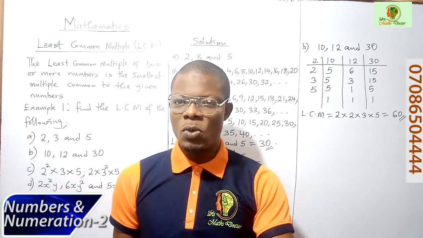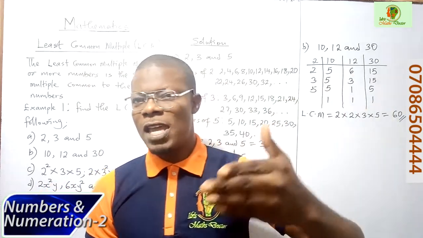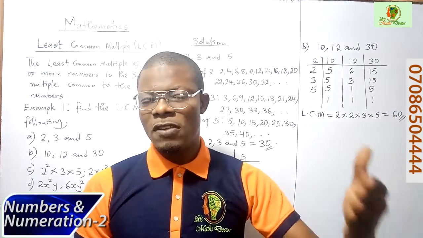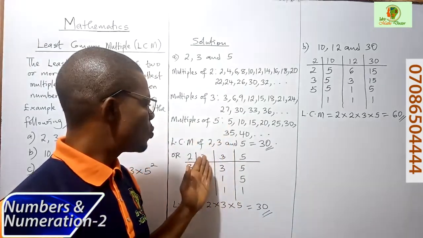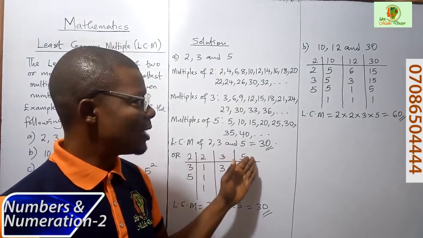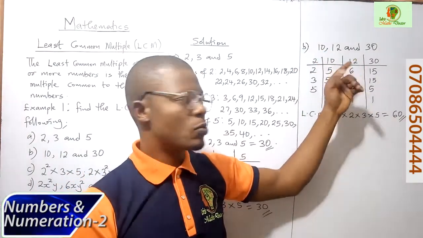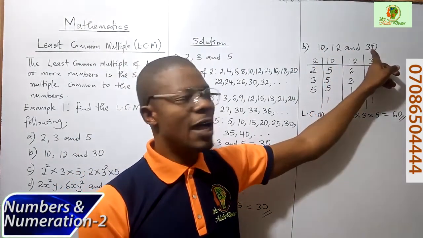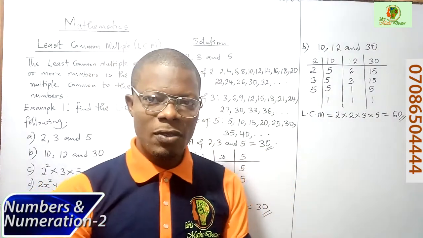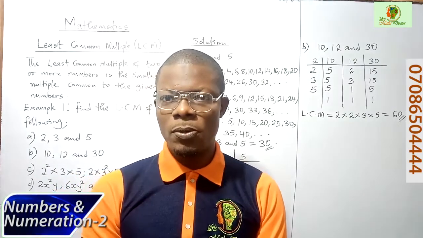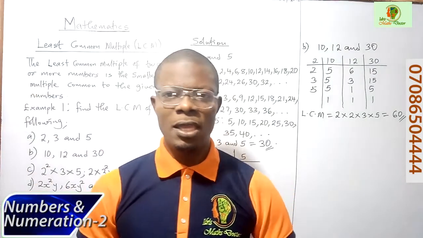But the question says what? You should list the first three multiples. The first three common multiples of 2, 3, and 5, or the first three common multiples of 10, 12, and 30. How do you go about it? Once again, once you get the LCM, which is the least common multiple, just find the multiples of the answer.